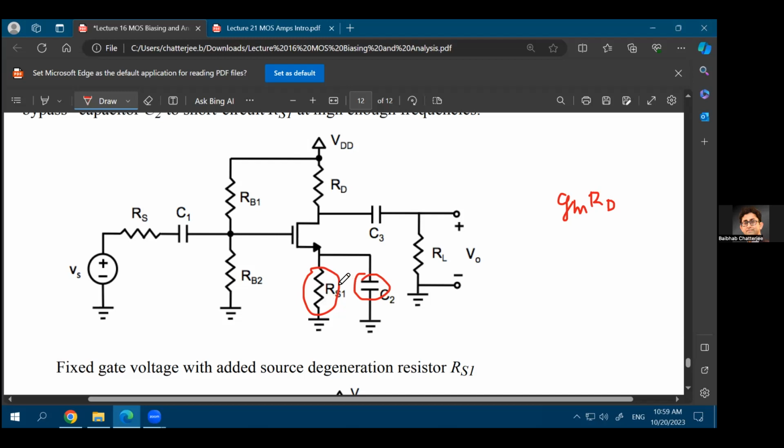But at the same time, you had this trade-off, this disadvantage that your gain was reducing. Just by placing this bypass capacitance, you get back the gain to be equal to GM times RD, because at AC frequencies, at high frequencies, the capacitor shorts the resistance to ground. You have a parallel short to this resistance. So this is having the best of both worlds: your DC point is much more stable, but your AC gain is also high.